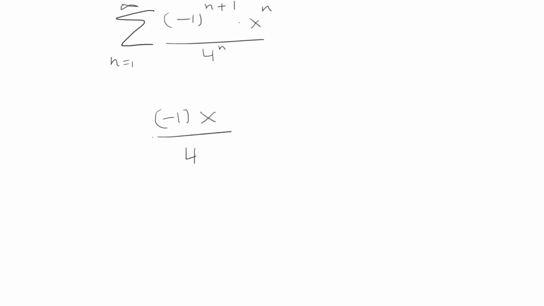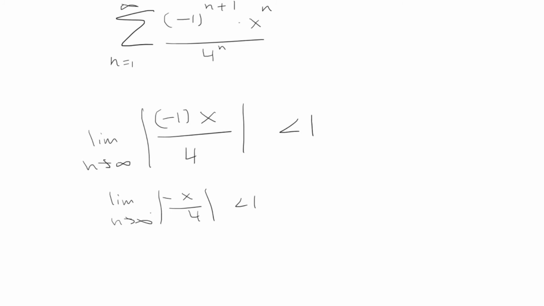Okay, next one, we have the sum from n equals 1 to infinity, negative 1 to the n plus 1 times x to the n, all over 4 to the n. Now if we apply the trick, all that's left is negative 1, x, and 4 in the denominator. So you would have the limit as n approaches infinity of this thing. You wanted it to be less than 1, so that would just be negative x over 4, the absolute value, limit as n approaches infinity.